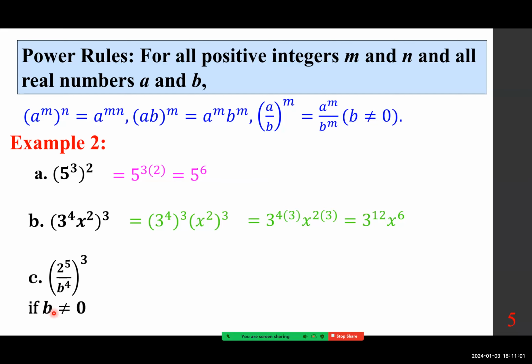Before we move on, notice the denominator is not supposed to be 0 anyways, and now we use the power. So this one, 2 to the power of 5 gets raised to the power of 3. B to the power of 4 gets raised to the power of 3. So 2 to the power of 5 times 3, which is 15. B to the power of 4 times 3, which is 12. And again, the same thing. B can't be 0.